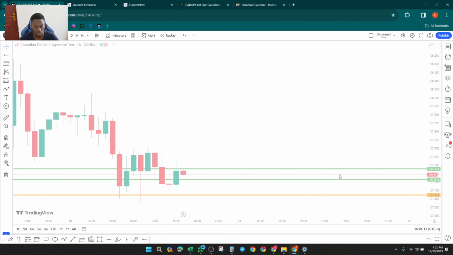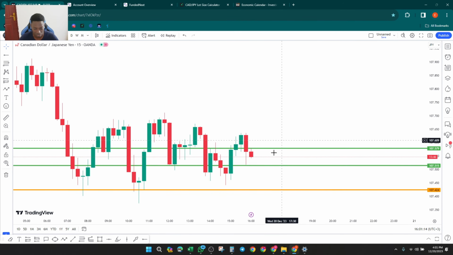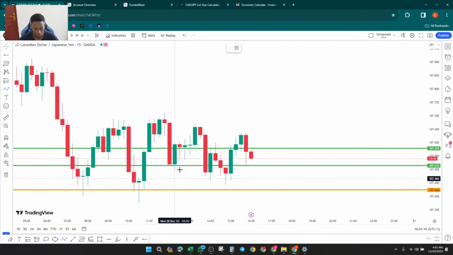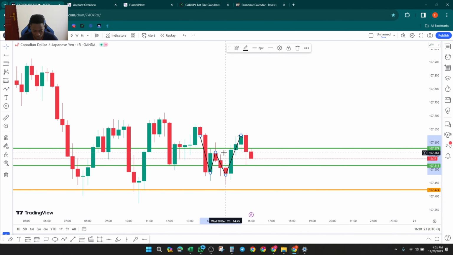Then we go to the M15 and look for the most recent W pattern. So this is the most recent W pattern. We had a drop, buy, drop, then a buy. So our entry is at this neckline, which is where I have taken my trade.